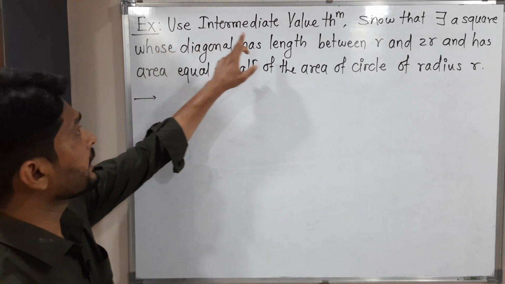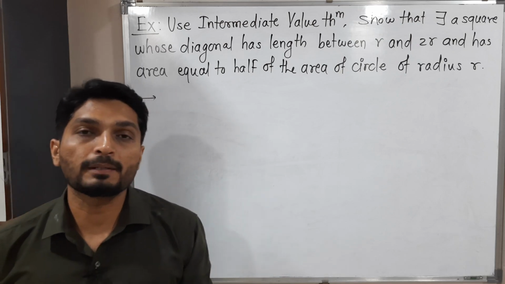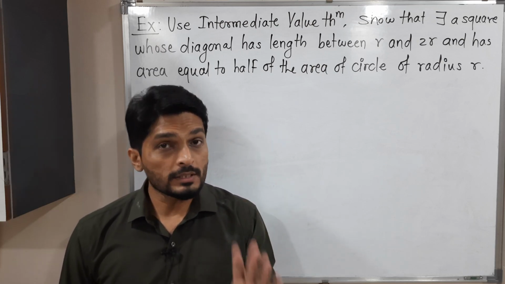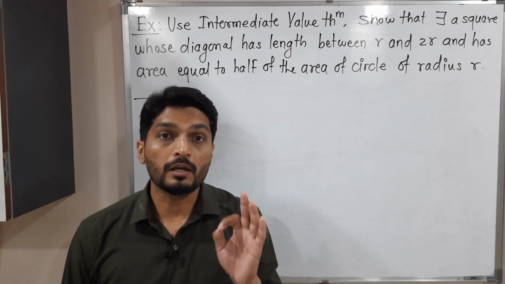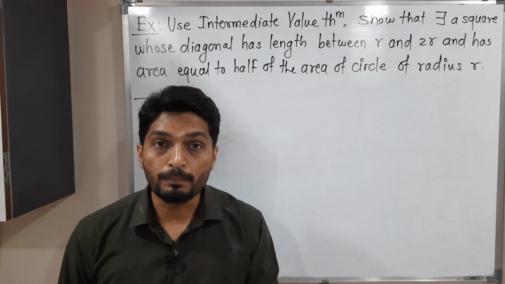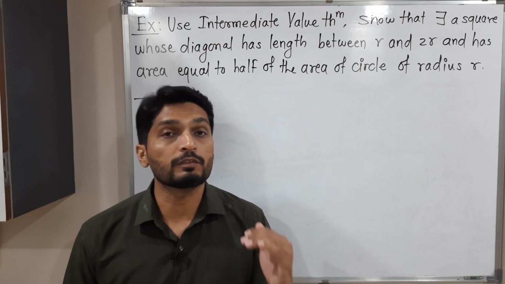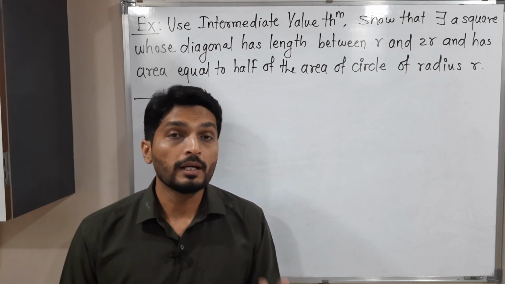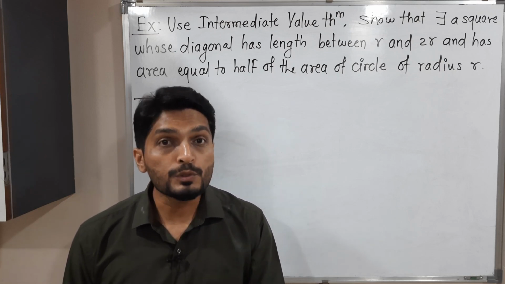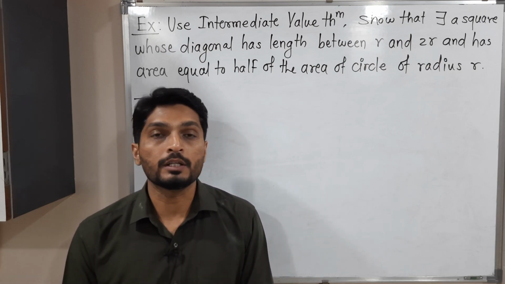Now use the intermediate value theorem. We are familiar with it; we have already solved a few previous examples using it in our previous videos. This theorem is applicable if we have a continuous function on a closed interval [a, b]. f of a and f of b should have opposite signs: if one is positive, the second should be negative, and if the first is negative, the second should be positive. Then the theorem says there exists a point c between a and b for which f of c is 0. So this is the intermediate value theorem.